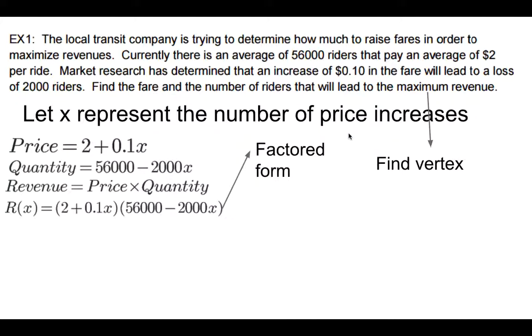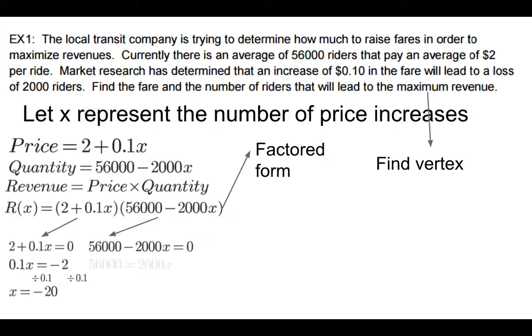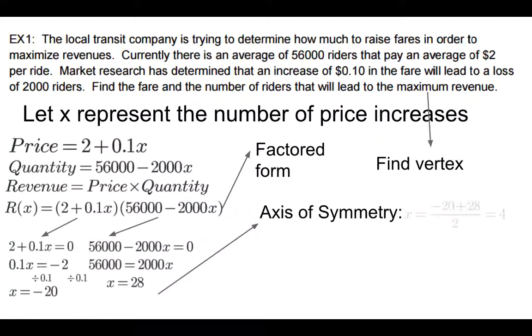And so it's in factored form. We're not going to complete the square. A lot of people like to expand this and then try to complete the square. But you actually have it in factored form. You can find the zeros. So the zeros are going to be negative 20 and 28. And so the midpoint of the zeros is going to be 4, because 8 over 2 is 4.